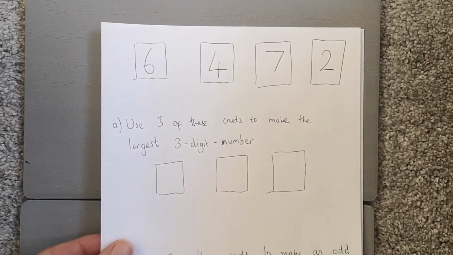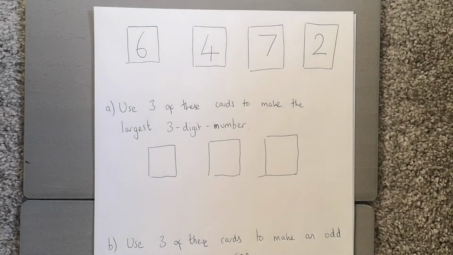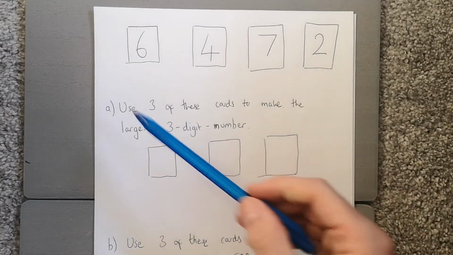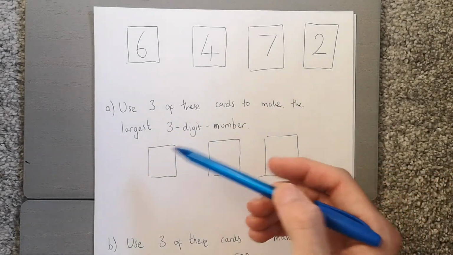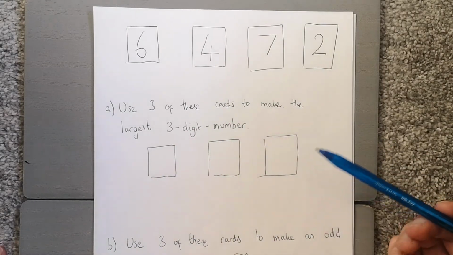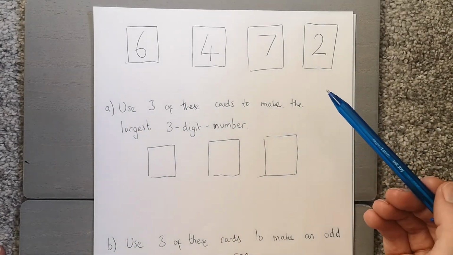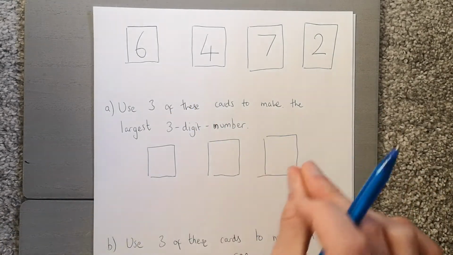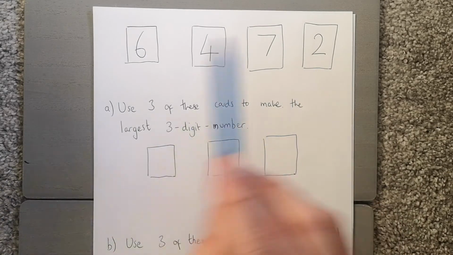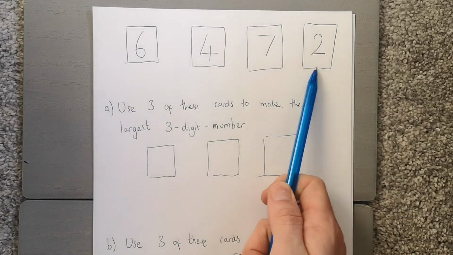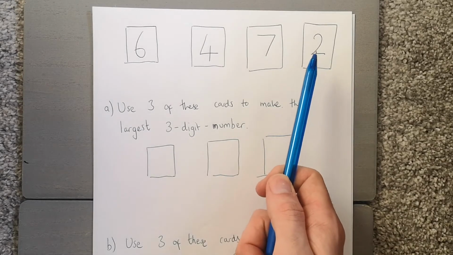So this one is 6, 4, 7 and a 2. Okay, use 3 of these cards to make the largest 3-digit number. So the largest 3-digit number that you can, using 3 of these cards. Now you're going to look at it and go, okay, right, what one am I not going to use? There is one on there that I'm not going to use, and you should have realised that it would be 2. 2 I would not use, because that's not going to give me my largest number, is it?